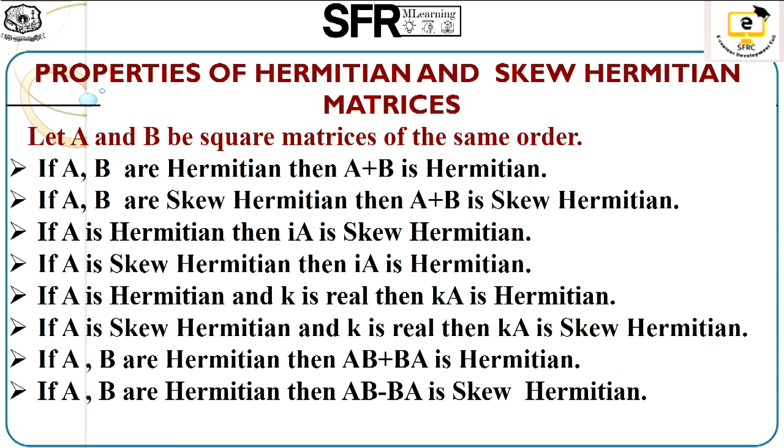The fifth one is if A is a Hermitian matrix and K is any real number, then K into A is also a Hermitian matrix. If A is skew Hermitian and K is real, then KA is also a skew Hermitian matrix. If both A and B are Hermitian matrices, we already know that A plus B is Hermitian, and AB plus BA is also Hermitian. The difference AB minus BA is skew Hermitian. These are the properties of Hermitian and skew Hermitian matrices.